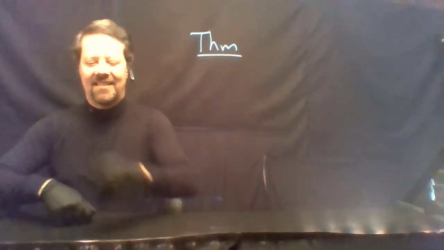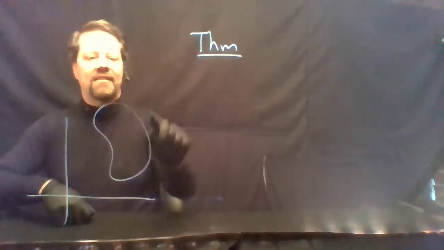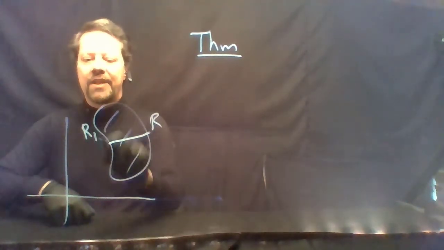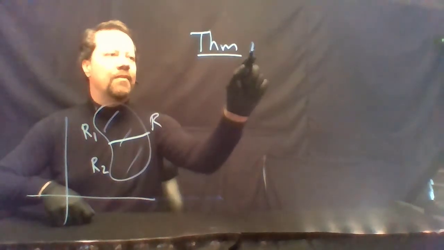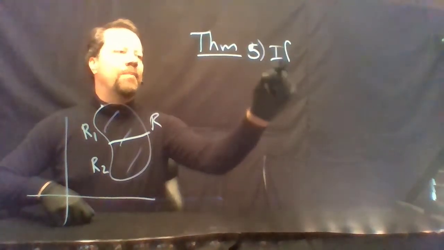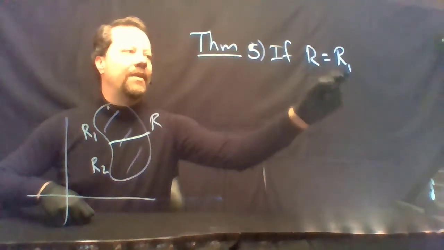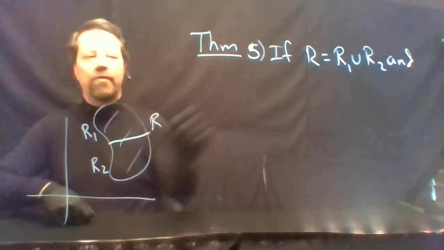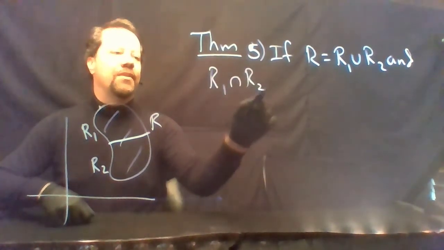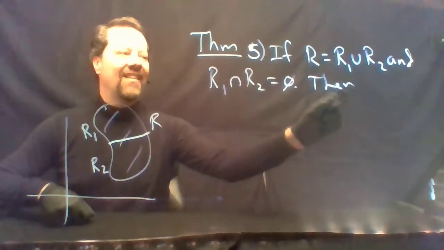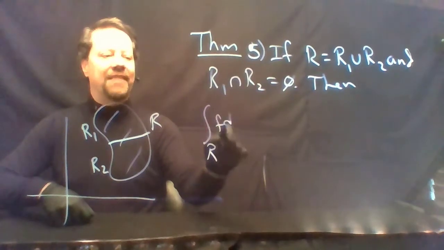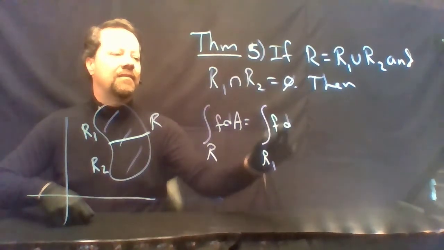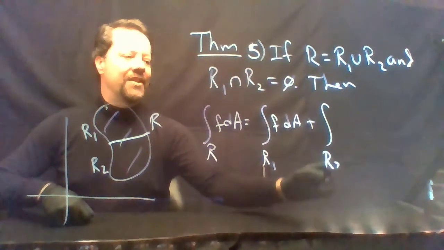There is another part. Suppose the region R looks something like this, but the region can be decomposed into region 1 and region 2. So in part 5, let's suppose that R is R1 union R2, but let's also suppose that there's no overlap. R1 intersect R2 is empty. Then when we integrate on R f dA, you can break this up as the integral on region 1 plus the integral on region 2.